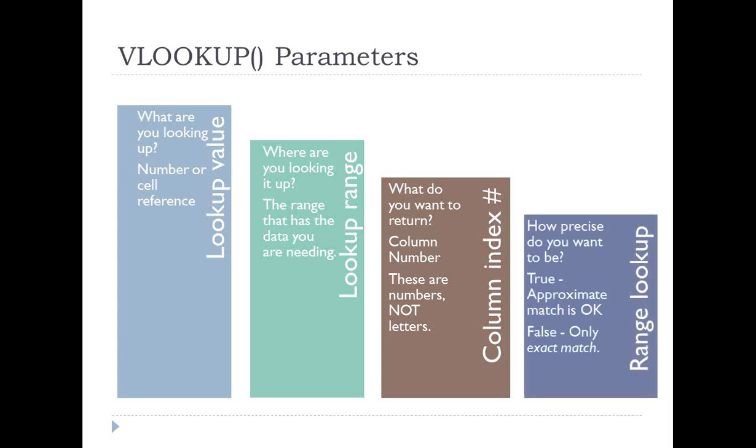The fourth parameter is range lookup. And this is how precise you want to be. This is just a true-false, and the default is true, meaning an approximate match is okay. But in my case, I almost always say false. I want only exact matches. So in all these examples, it's always false. So those are the general parameters.